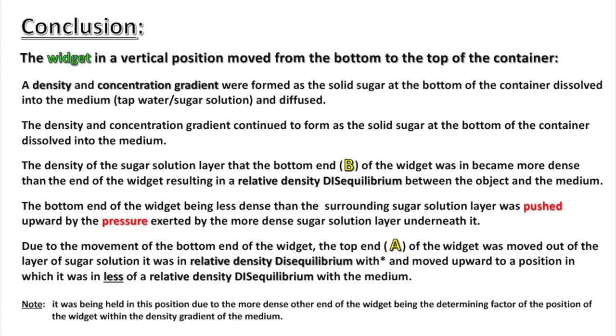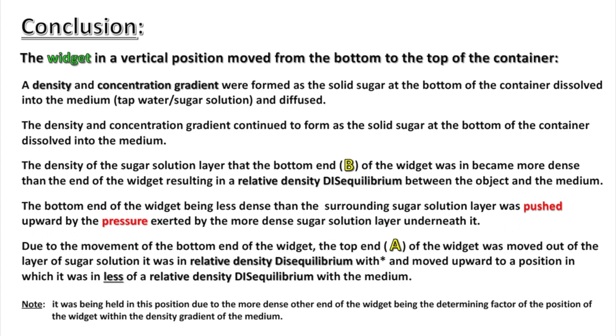Conclusion. The widget in a vertical position moved from the bottom to the top of the container. A density and concentration gradient were formed as the solid sugar at the bottom of the container dissolved into the medium, tap water sugar solution, and diffused. The density and concentration gradient continued to form as the solid sugar at the bottom of the container dissolved into the medium. The density of the sugar solution layer that the bottom end B of the widget was in became more dense than the end of the widget, resulting in a relative density disequilibrium between the object and the medium.